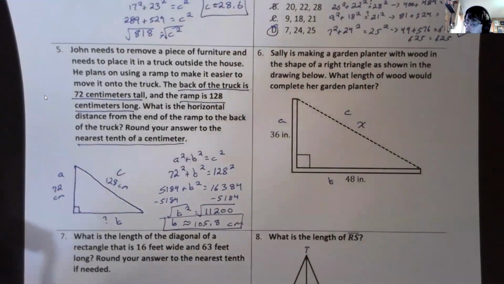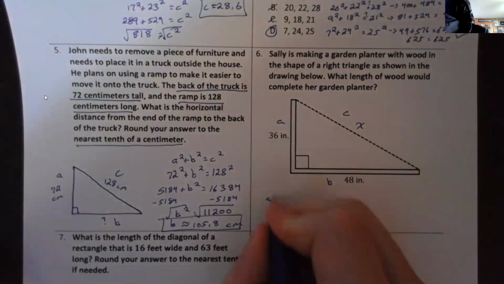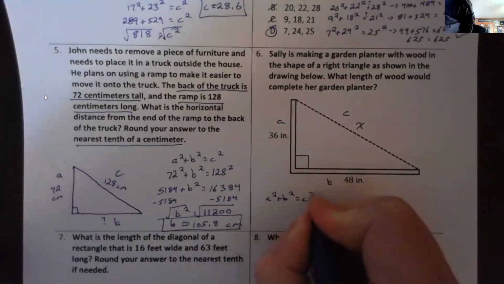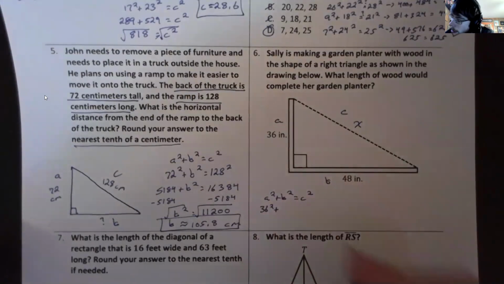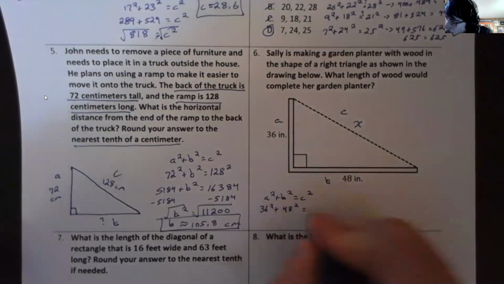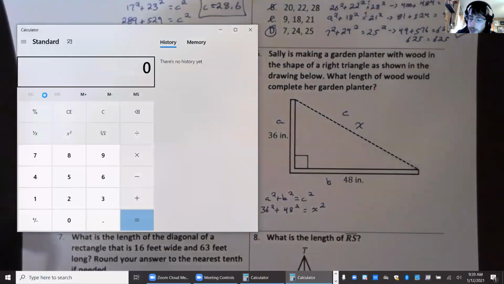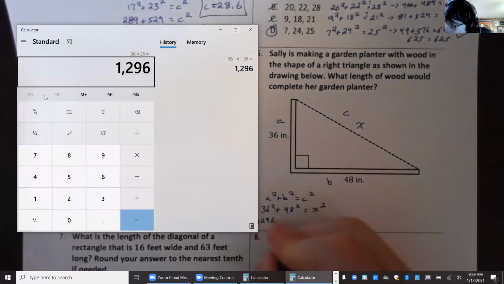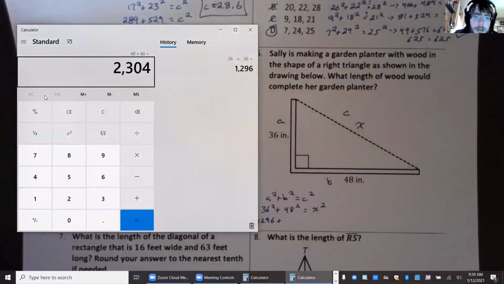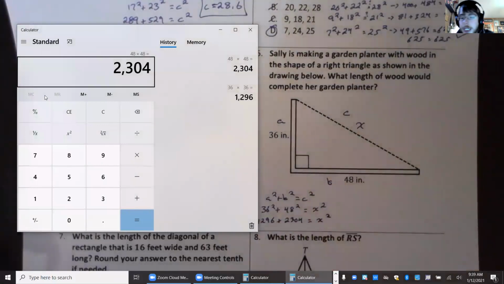So now we can use the Pythagorean theorem to figure out what our missing length is there. And so we have A squared plus B squared equals C squared. So we have 36 squared plus 48 squared equals X squared. So 36 squared is 1296. 48 squared is 2304. And that's still equal to X squared.